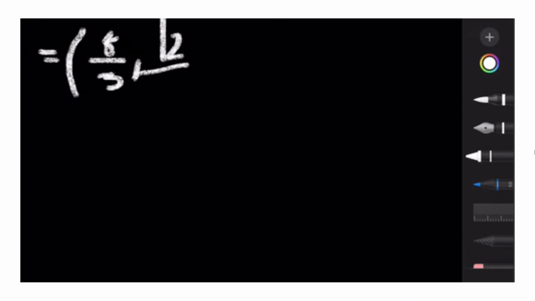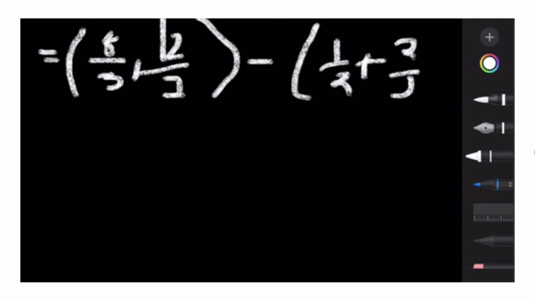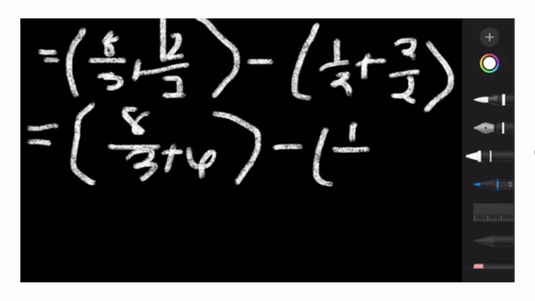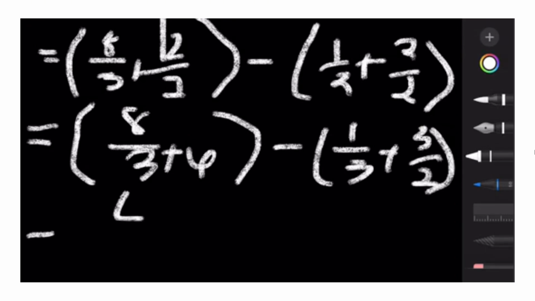So we have to evaluate the definite integral by substituting the values. This is going to be 8 over 3 plus 12 over 2 minus 1 over 3 plus 3 over 2, so 8 over 3 plus 6, and we have 1 over 3 plus 3 over 2, with the final answer of 41 over 6.